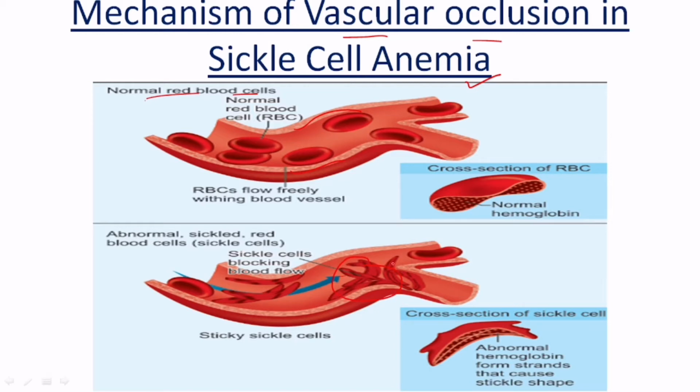So wherever there's a diversion, due to the polymerization there is a sort of obstruction or vascular occlusion in a patient having sickle cell anemia. As you can see here, there's a diversion. So these sickle cells get agglomerated, causing vascular occlusion and obstructing the blood vessels.